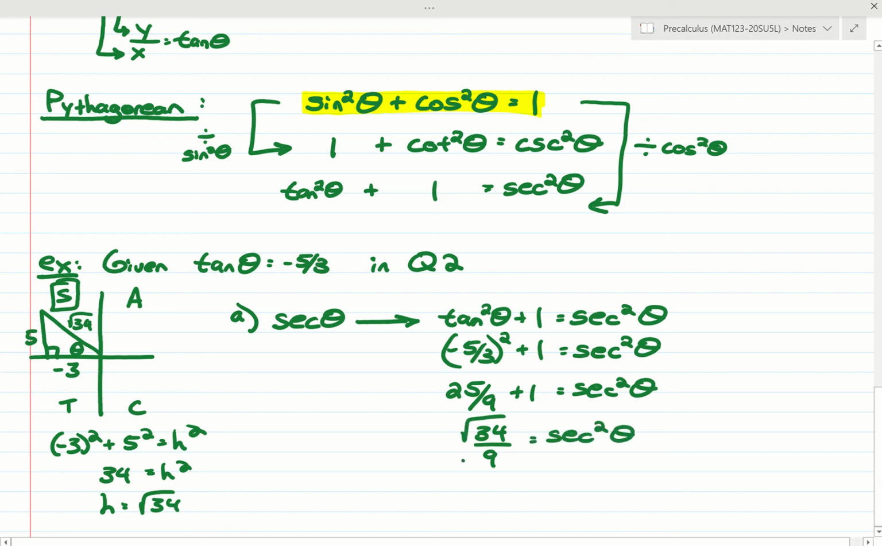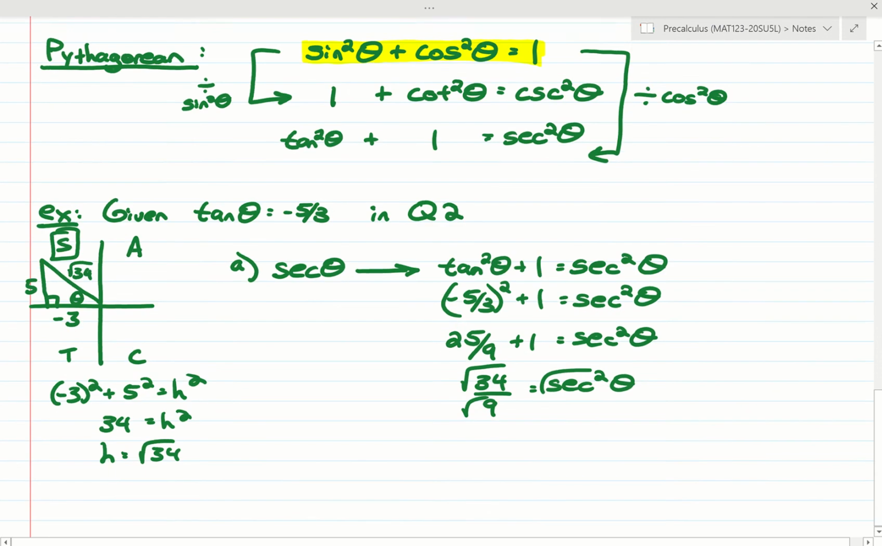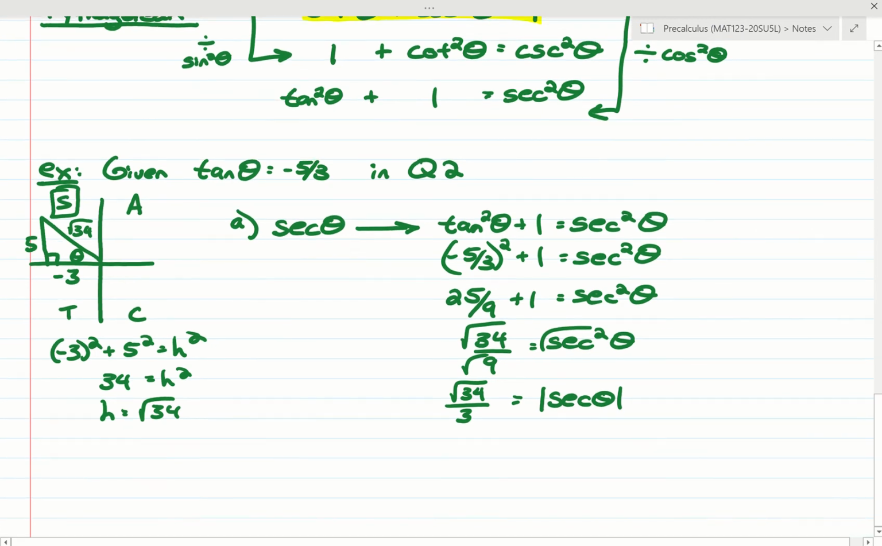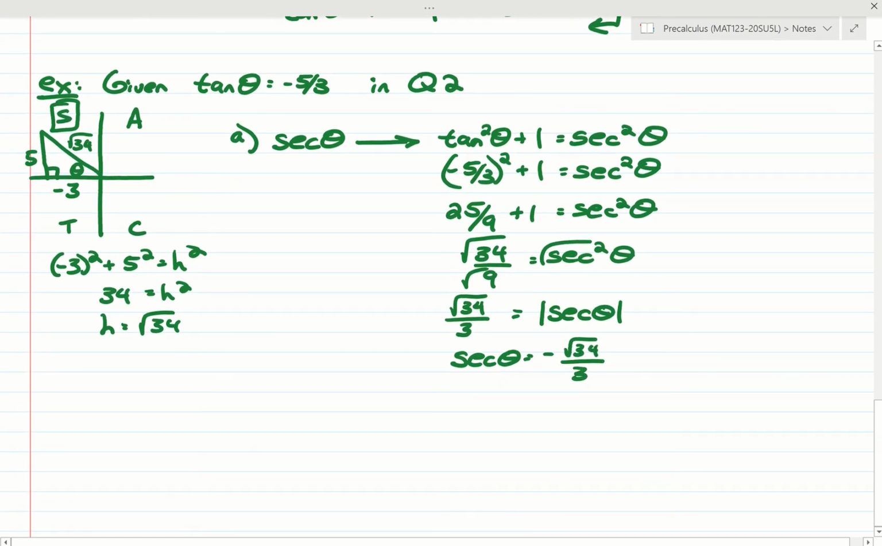Taking the square root, we get the absolute value of secant is equal to root 34 over 3. But we are in quadrant 2, so secant would be negative. So secant of theta has to be negative root 34 over 3, which is the same answer we would have got using our triangle, but you could see how the property works as well.